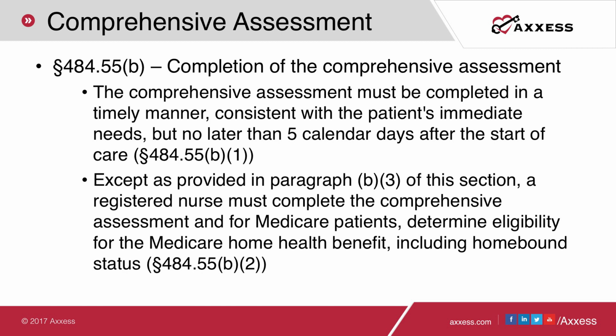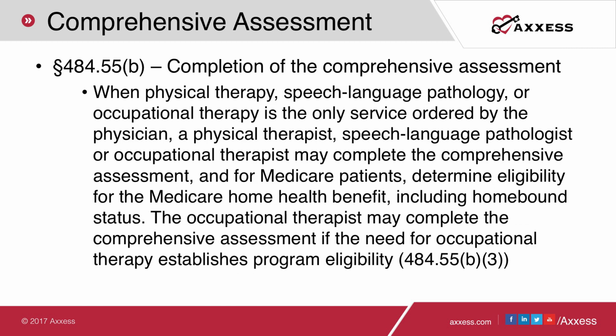You also see in the second bullet here that except as provided in paragraph B3 of this section, which is coming next, a registered nurse must complete the comprehensive assessment and for Medicare patients determine eligibility for the Medicare home health benefit, including homebound status. And this is one reason a lot of agencies go ahead and have the RN do everything. But note on this next slide, when PT, speech language pathology, or OT is the only service ordered by the physician, a physical therapist, SLP, or OT can complete the comprehensive assessment and for Medicare patients determine eligibility for the Medicare home health benefit, including homebound status.